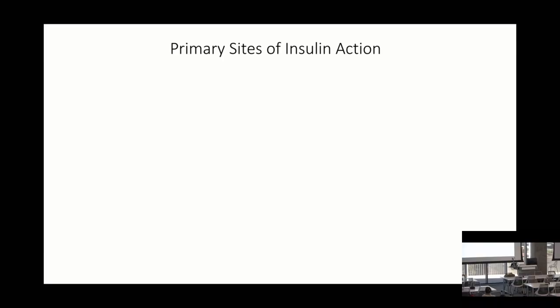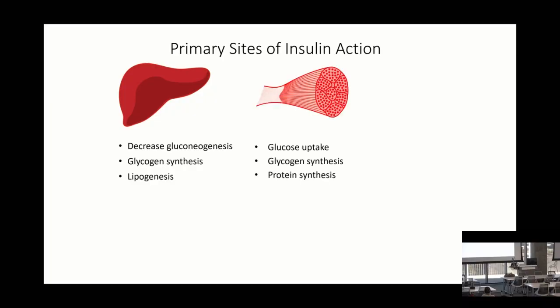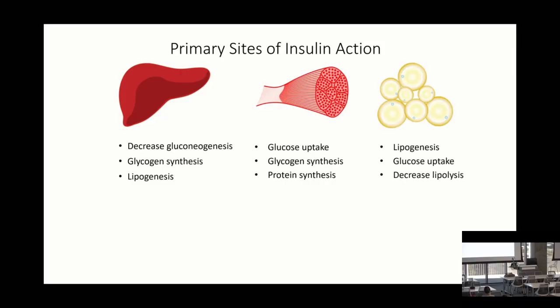So insulin action, the primary sites: the liver decreases gluconeogenesis, okay, and encourages glycogen synthesis and lipogenesis. So it shuts down generation of glucose. In the muscles, it increases uptake of glucose, and then glycogen synthesis and protein synthesis. And then the fat cells: lipogenesis, glucose uptake, and decreased lipolysis. So essentially, again, it's building up.